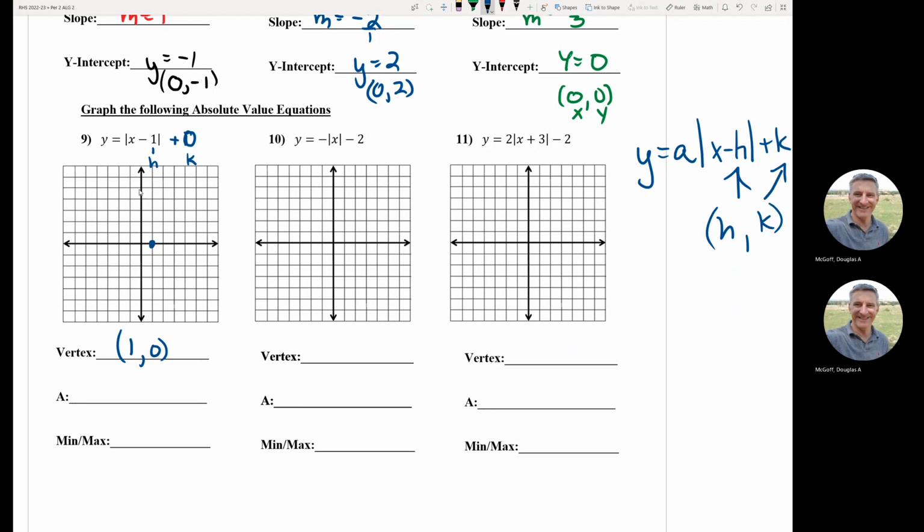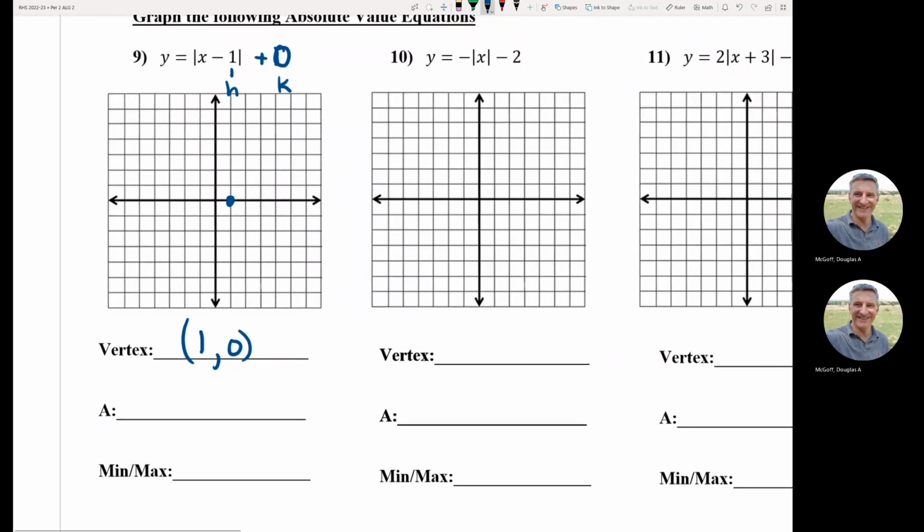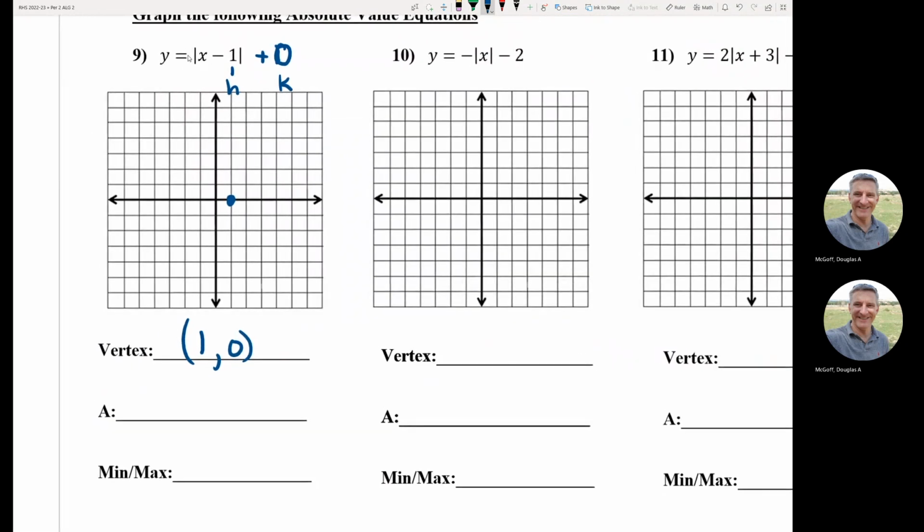The other way of thinking about this is what value of x would make inside of my absolute value equal to 0? Well, if x minus 1 equals 0, then x equals 1. So x minus 1 shifted my graph 1 to the right. A, well, there's nothing out there, so there's just one of them. It's a positive number, so I know that my graph will open upward.